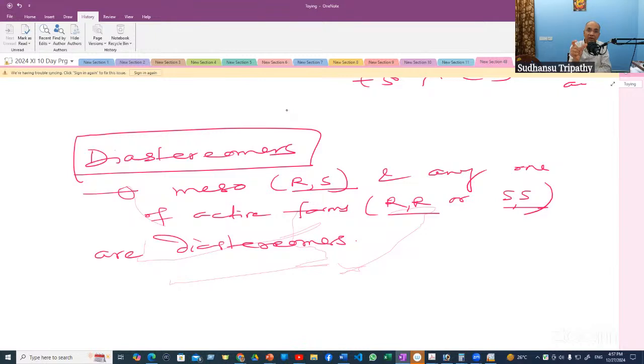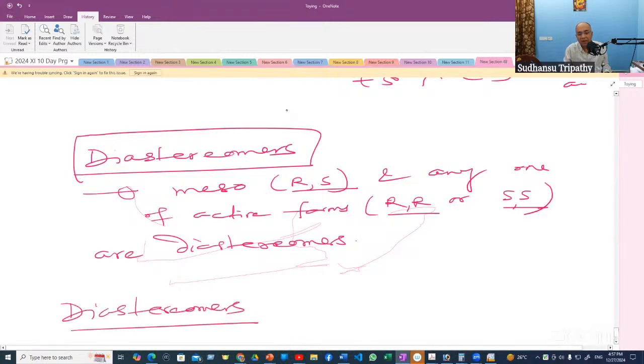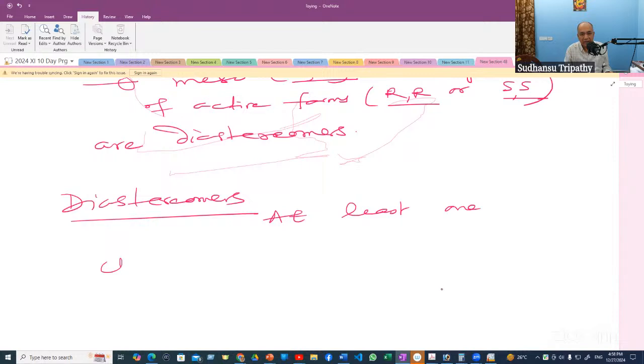Strictly, optical isomers are SS and RR, they are enantiomers, and RS, which is equal to SR. Any one of these two will be diastereomers. So we are closing here. The definition of diastereomers: at least one chiral center has the same configuration.